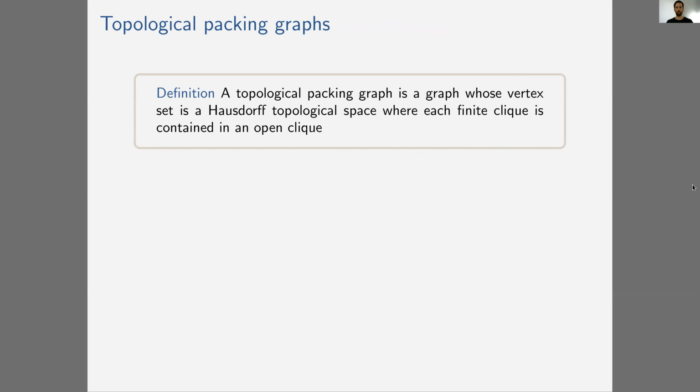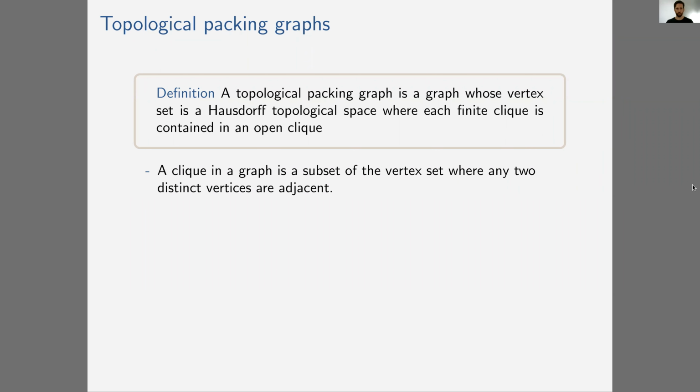So here's a definition of a topological packing graph. We say that this is a graph where the vertex set is a Hausdorff topological space, and where each finite clique is contained in an open clique. And just a definition of a clique: a clique in a graph is a subset of the vertex set where any two distinct vertices are adjacent.